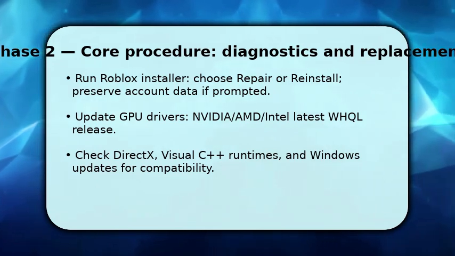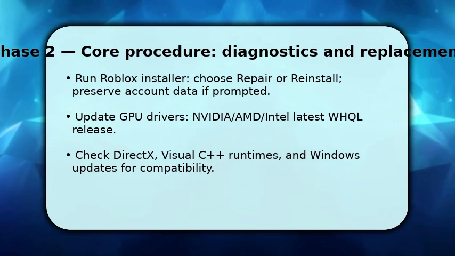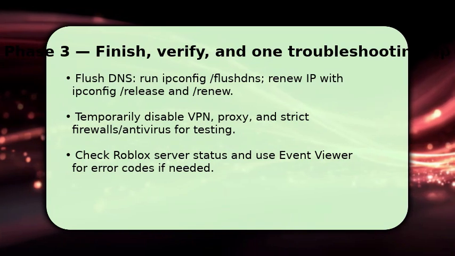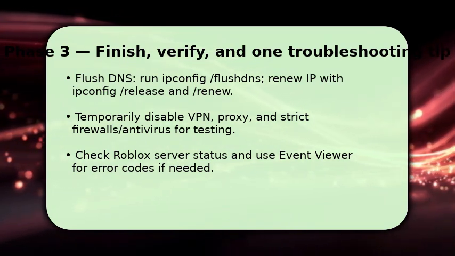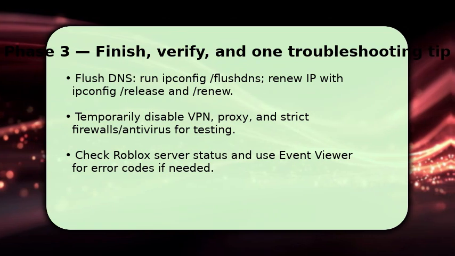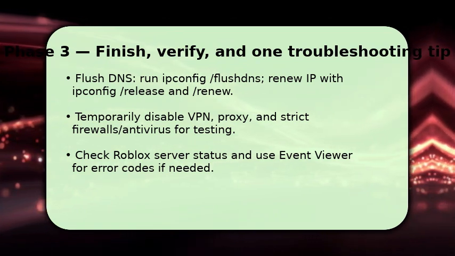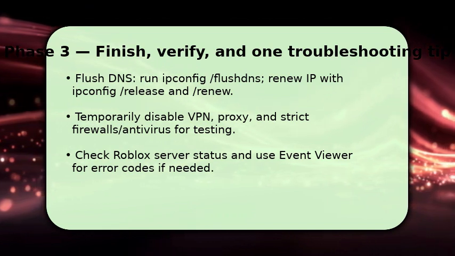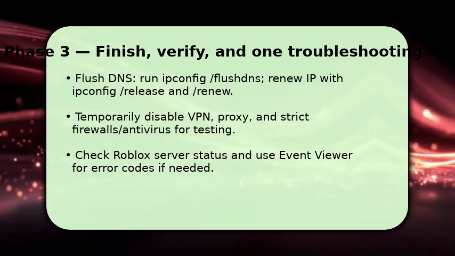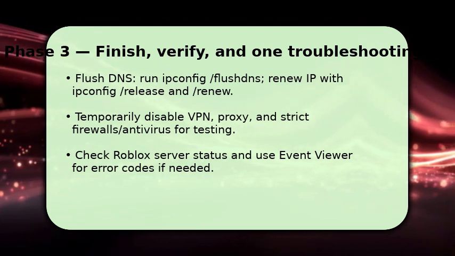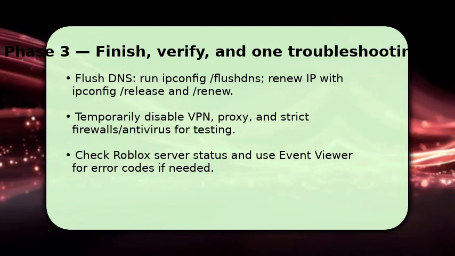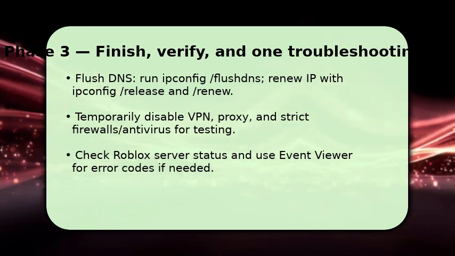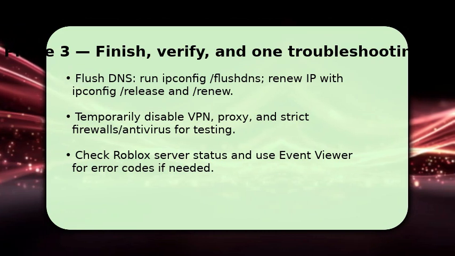You finish by isolating network and permission causes. Flush DNS with ipconfig/flushdns and renew your IP using ipconfig/release, then ipconfig/renew. This resolves name resolution problems. Temporarily disable VPNs, proxies, and strict firewall or antivirus rules because they can block Roblox ports. Make sure to re-enable protections after testing. If issues persist, check Roblox server status and open Event Viewer to capture error codes. Then search for that code.